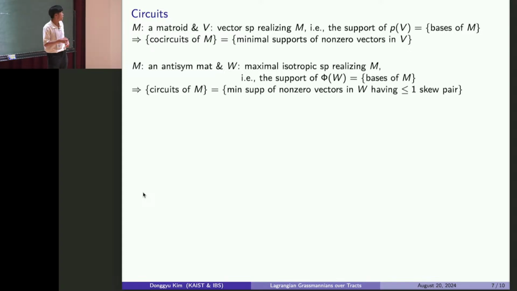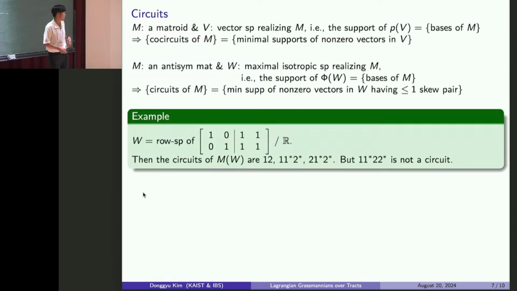And actually, what we can observe is that the circuit of M can be defined in a very similar way to the original circuit of the matroid. So by just taking the minimal dependent set, in some sense, it is nothing but a minimal support of non-zero vectors with some additional condition, which is having at most one skew pair.